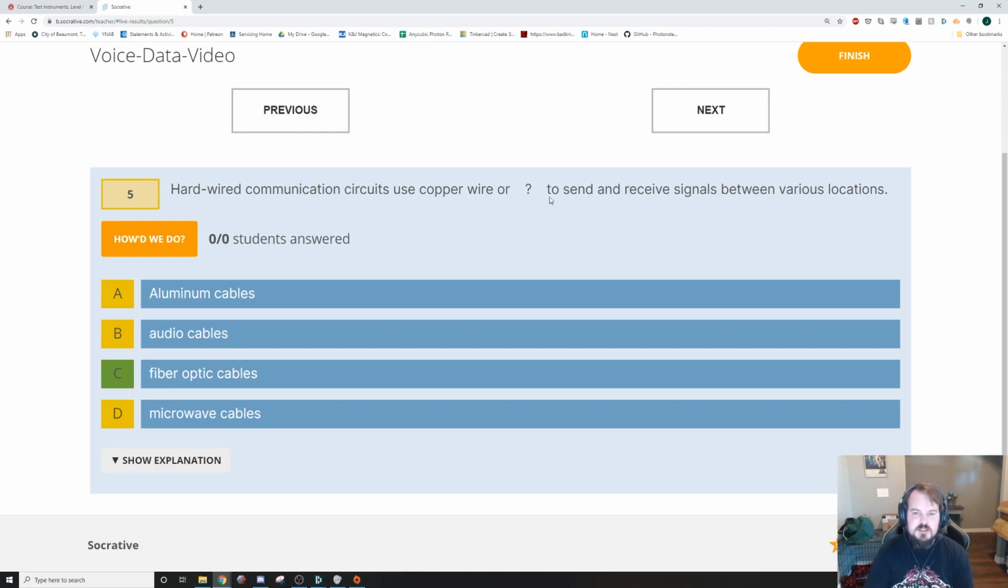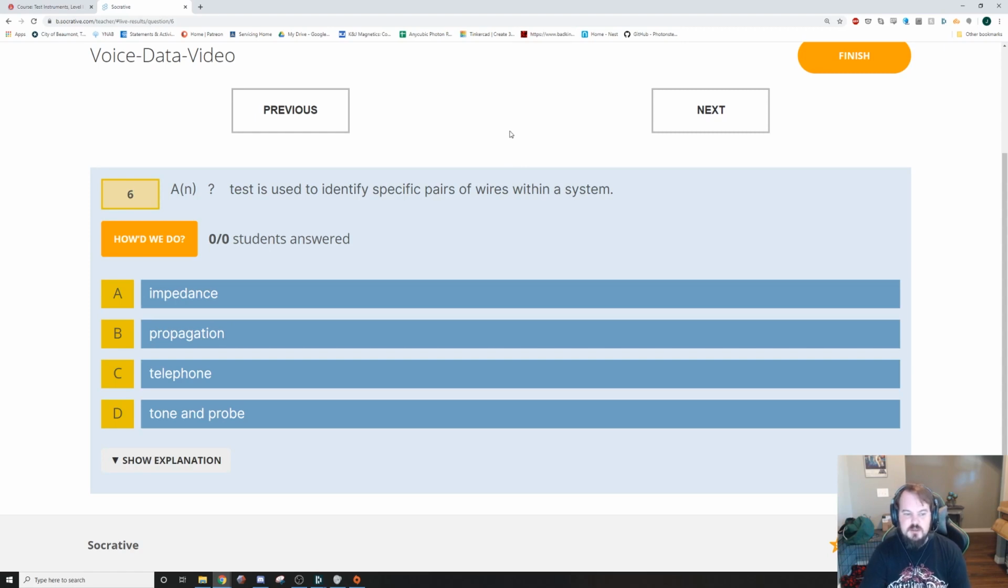Which is basically this exact question. A blank test is used to identify specific pairs of wires within a system. So that's going to be back around page 111, the different tests that are available. And I'm thinking that's a tone and probe test. That's a thing I've done before.